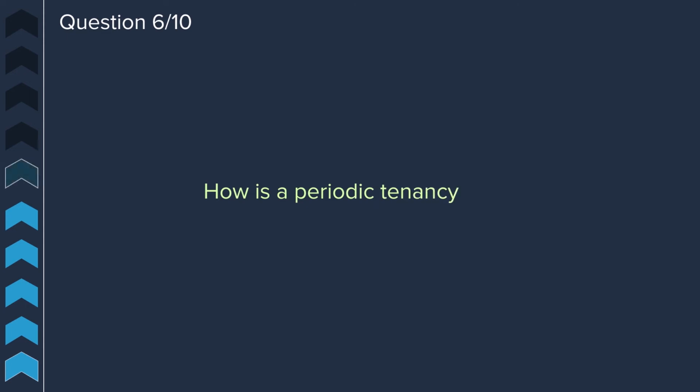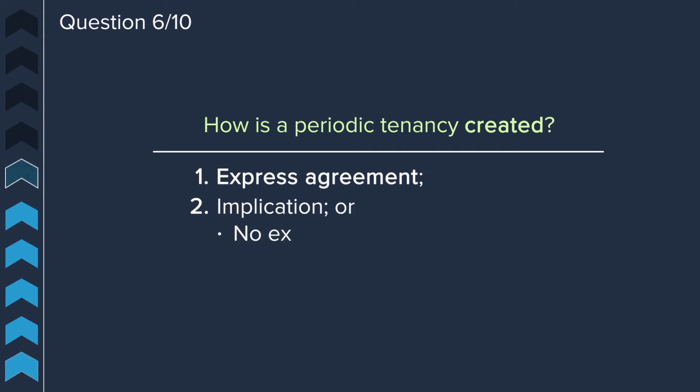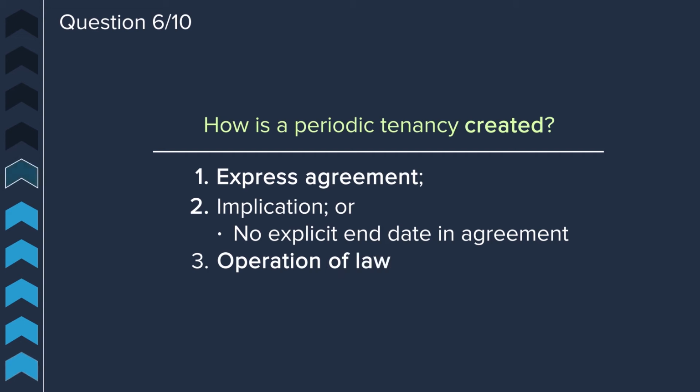Okay, question six. How is a periodic tenancy created? There are three ways to create a periodic tenancy. The first is by express agreement. The second is by implication. So for example, if there's no explicit end date in the agreement, then it's implied that you have a periodic tenancy. And the third is by operation of law. For example, if you have a holdover tenant or if you have an invalid lease, then you will have a periodic tenancy.